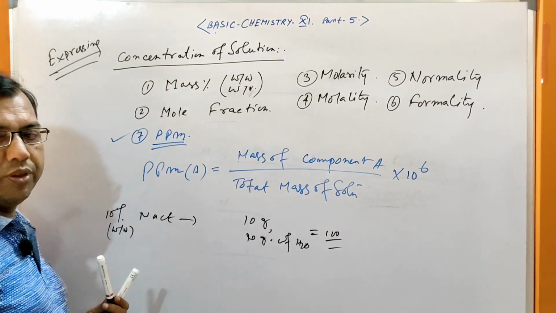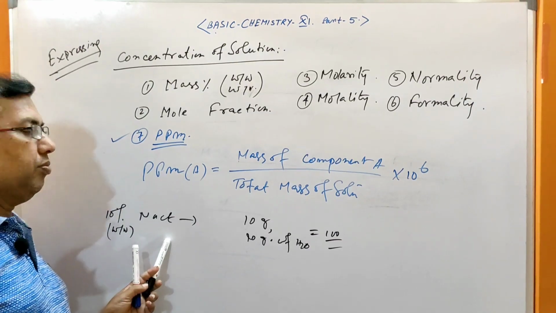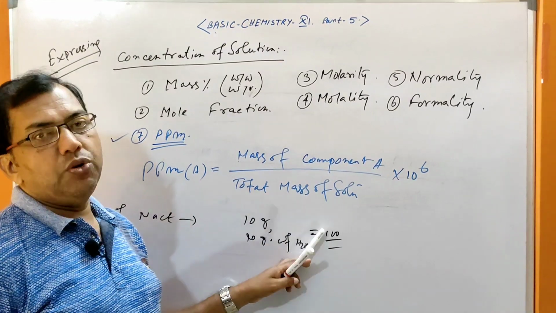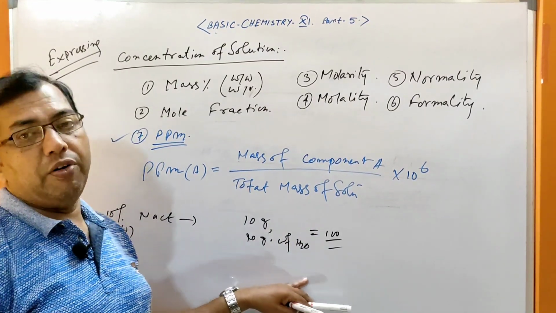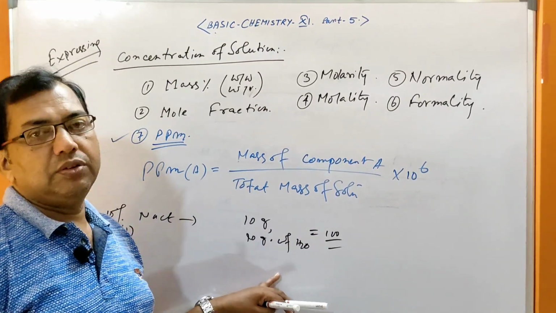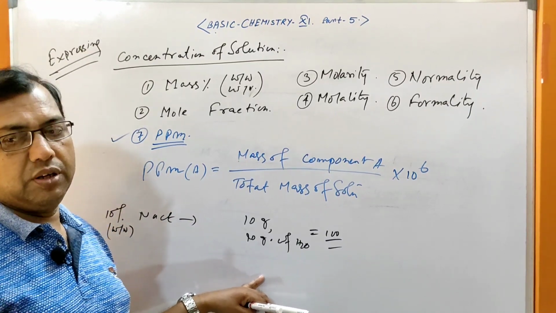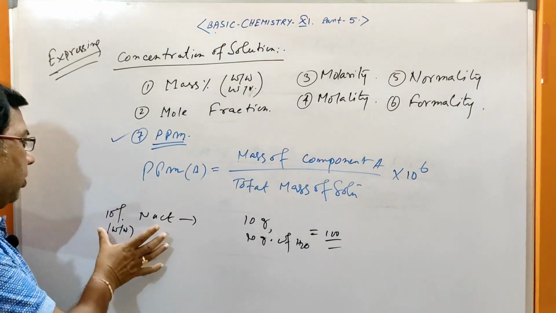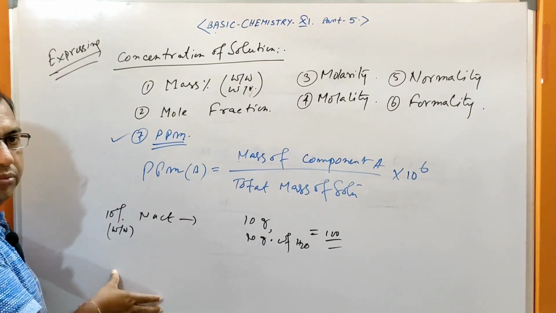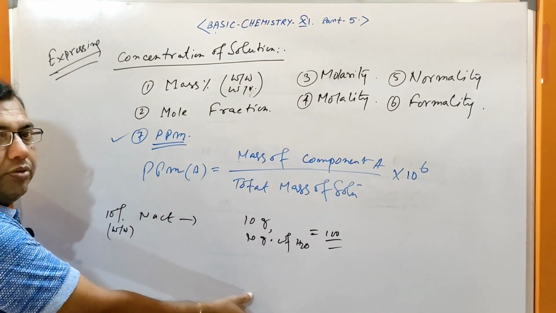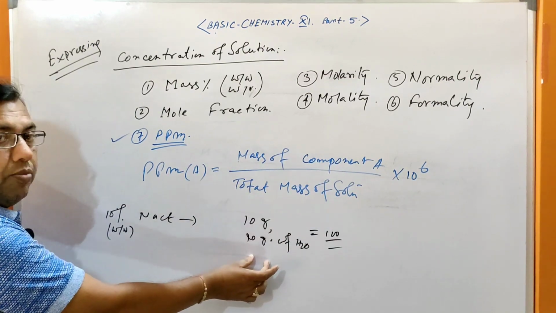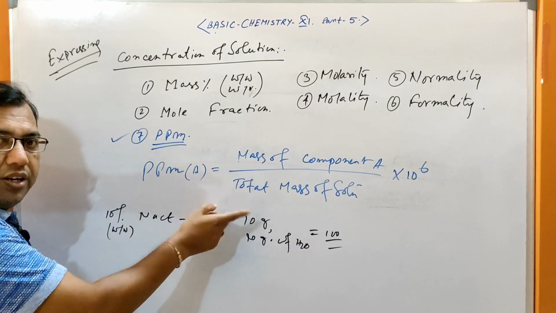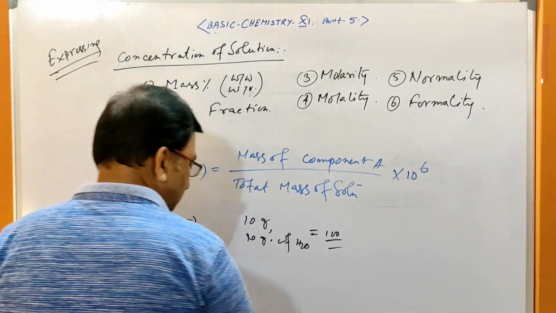And again, what does 10% W by V of NaCl mean? That means 10 gram solute is dissolved in 100 ml of solution. Clear? 100 ml of solution. This is the difference between W by W and W by V. 10 gram in 100 ml of solution; 10 gram in 90 gram of solvent. That is solution, that is solvent. This is the difference, very important. Note it down.